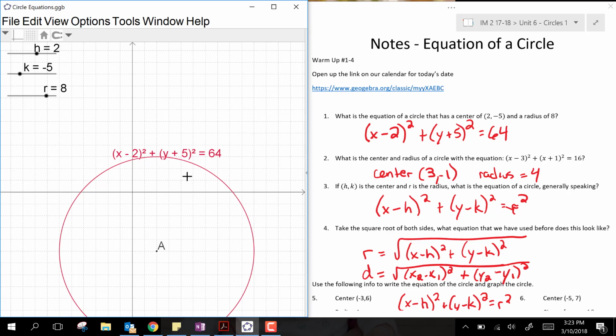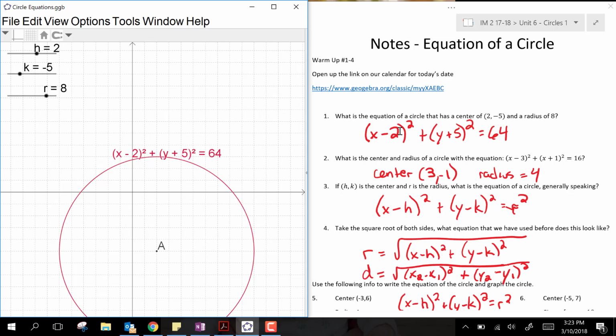(x - 2)^2 + (y + 5)^2 = 64. Just like when we had numbers in parentheses before, it was the opposite. Well, it's the opposite for both of these now, y and x. So there is the equation for number 1.